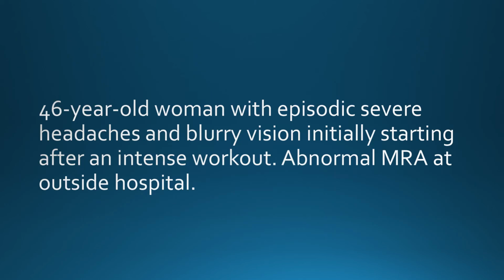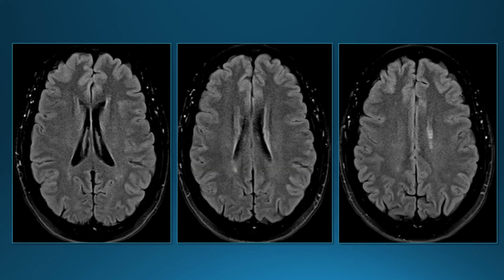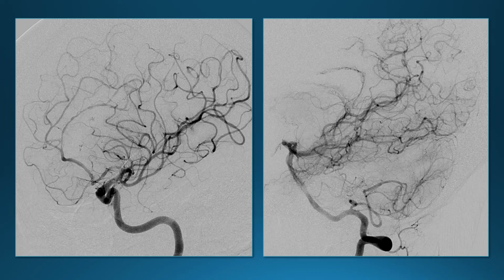Next, a 46-year-old woman, episodic severe headaches, blurry vision. Initially started after an intense workout. She had an abnormal MRA at an outside hospital and was transferred to Georgetown. The brain MRI was not that impressive, just a few dots in the white matter, fairly unimpressive. But she had a report of an outside abnormal MRA. So she underwent a cerebral angiogram, and the cerebral angiogram was abnormal.